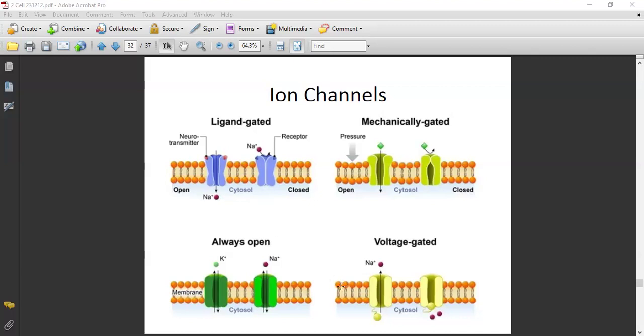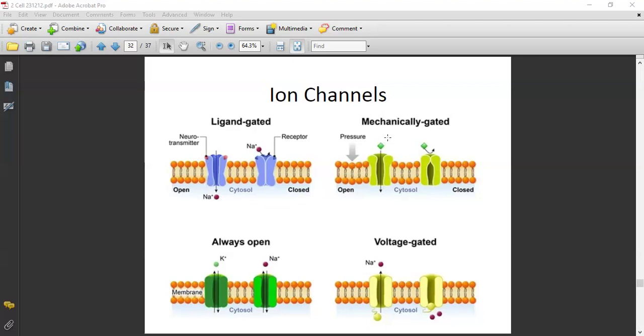You can have an always open channel, like a leak channel. It is selective: this one is for potassium, and this one is for sodium. Not every cell has it, but some cells do. You can have a ligand gated channel. For example, a ligand can be a neurotransmitter. Maybe we will talk about that. A chemical binds on it and causes it to open. This one is for sodium, so it's a ligand-gated sodium channel.